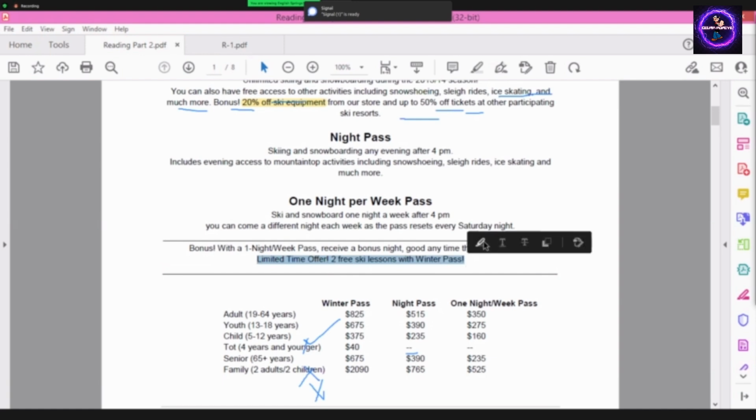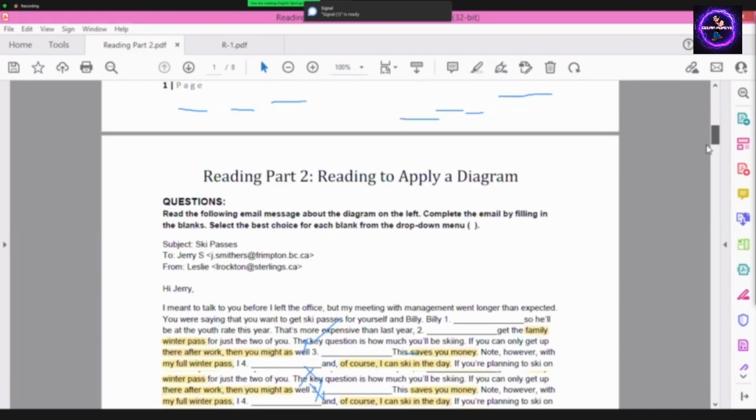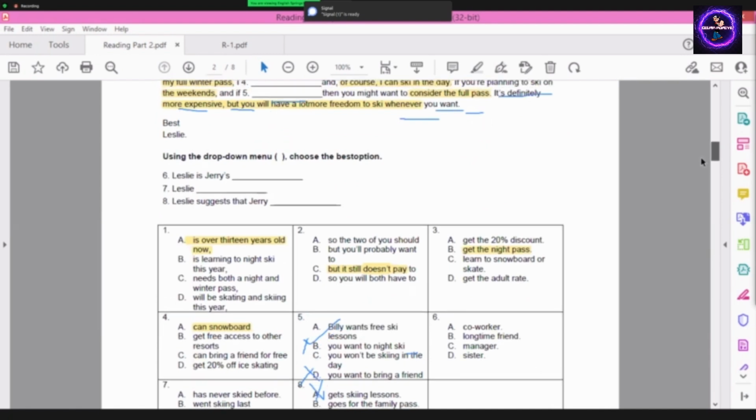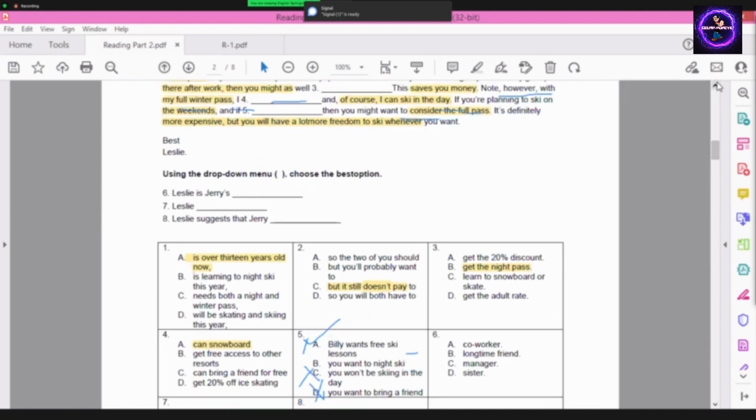All right. But even if you didn't read that, elimination logically gives you the answer. Because here, as a friend, you're suggesting the full pass, which can't be possible if your friend wants to go for night skiing. If a friend doesn't want to ski in the day, why as a friend would you suggest a full winter pass? So all this eliminates and you come up with it.